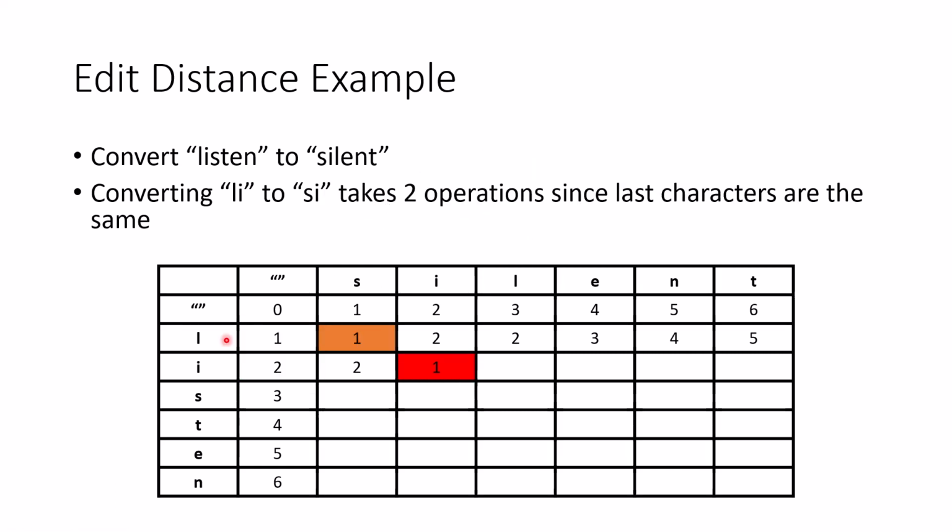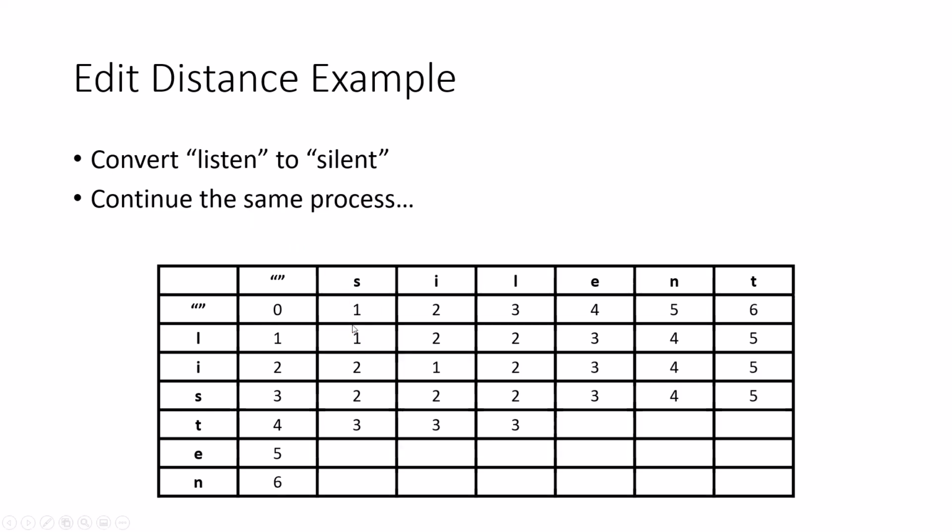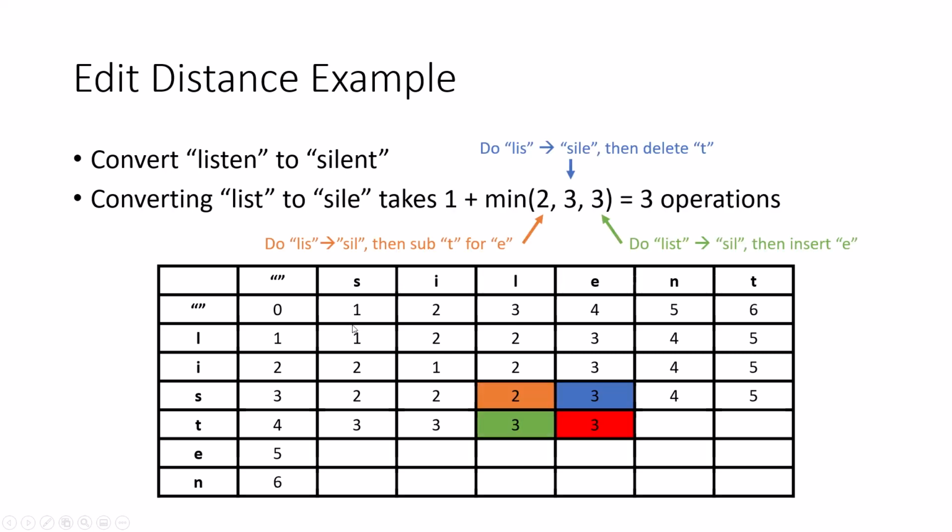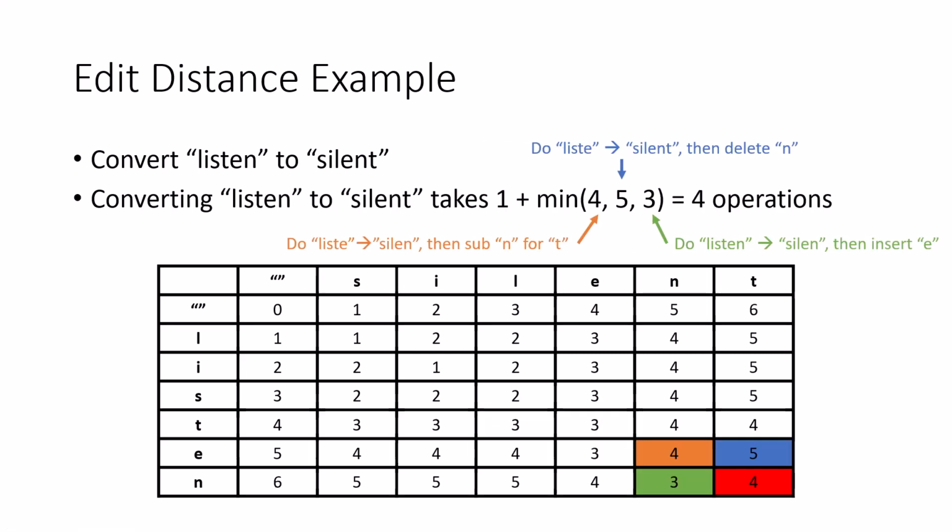The next case, going from Li to Si: since I equals I, the last 2 characters are equal to each other. That's just going to be the same as going from L to S, and that's it. So that's just going to be 1. Continue building up the table. I'm not going to go over this in much detail, but eventually we're going to reach the end of our table.